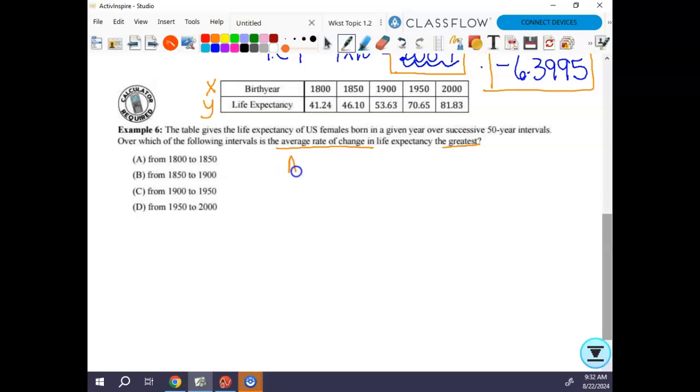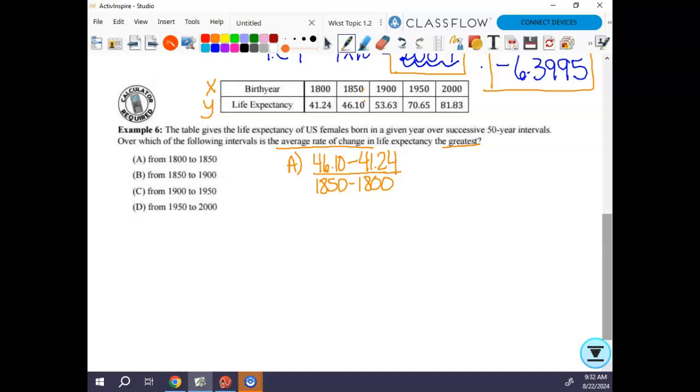So for A, we still have to write down, okay, Y minus Y, so this would be 4610 minus 41.24 over 1850 minus 1800. Now, I really prefer the function notation because I think it helps you line things up so you don't flip things around. Make sure that 4610 goes with 850 and that they're lined up, okay?